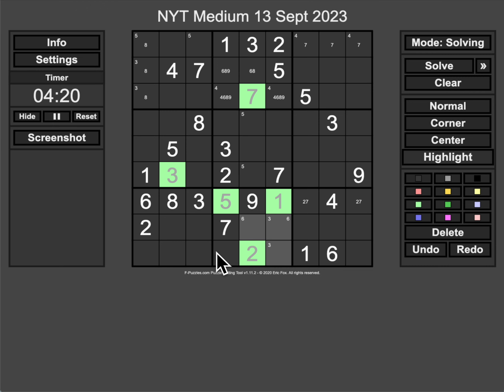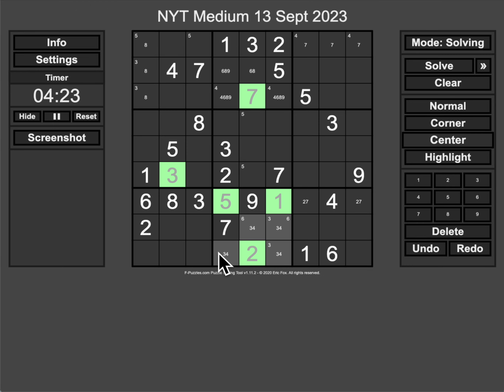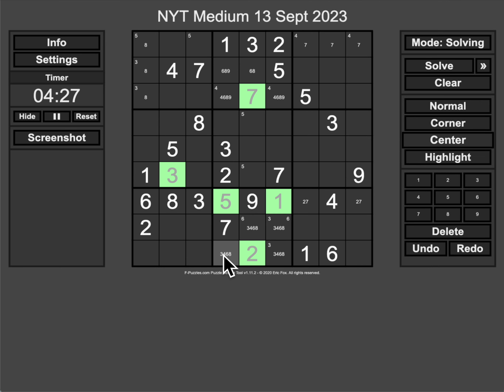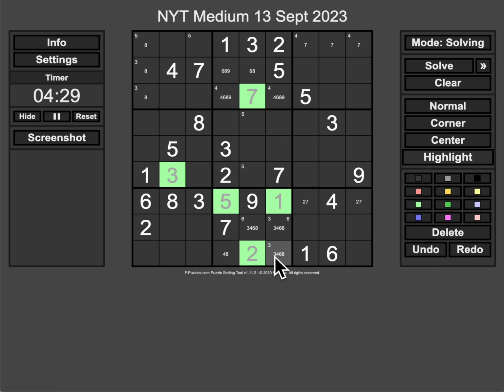Okay, these are going to be 3, 4, 6, and 8 in some fashion. This is not 3 or 6. This one's not 6 either. But that's not 3. That's anything. Yeah, so I've got a 6 in one of these two. 3 and one of these two. Well, that didn't help much.